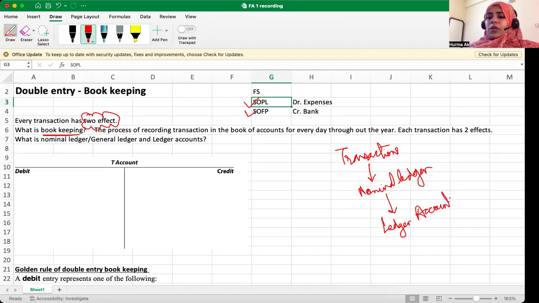Ledger accounts. And nominal accounts are also called the general ledger. What are they called? General ledger.